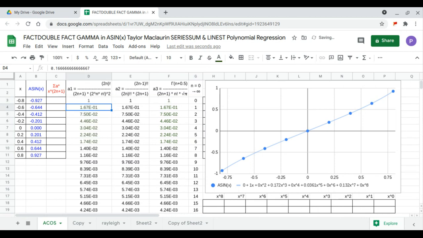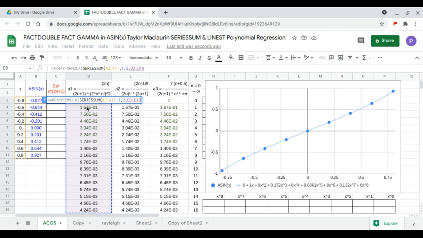Their values are exactly the same. Now we continue with the expansion. So array formula, series sum of the x values raised to the power 2n plus 1. Starting at n equals 0, that's 1, followed by 2 times 1 plus 1, 3, 2 times 2 plus 1, 5, 2 times 3 plus 1, 7. So 1, 3, 5, 7, 9. The increment is 2. And the coefficient, any of the three. So we'll choose the first one, the factorial. Then enter.